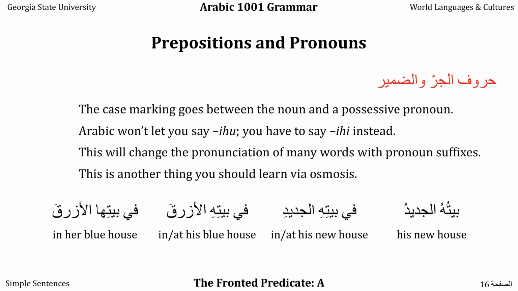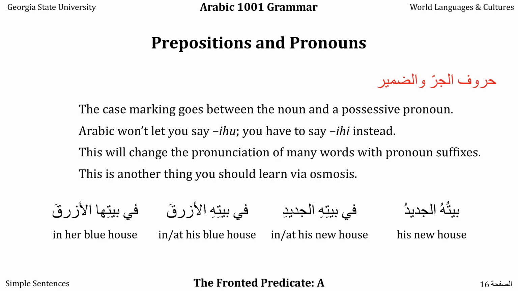So we say beituhu al-jadidu, his new house. We have no reason for these words not to be in the marfu' case, so we leave them in the marfu' case. We say fi beitihi al-jadidi. Beit now comes after the preposition fi, so it's in the majrur case instead of the marfu' case. And that's why we say fi beitihi, because we can't say ihu. We can't say beitihu. We have to say beitihi instead. Thanks, Arabic. We say fi beitihi al-azraqa.